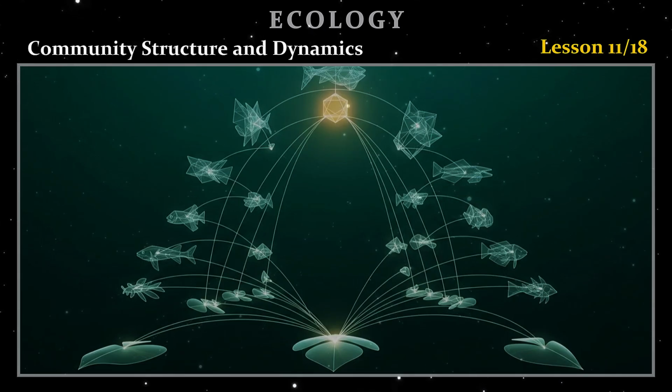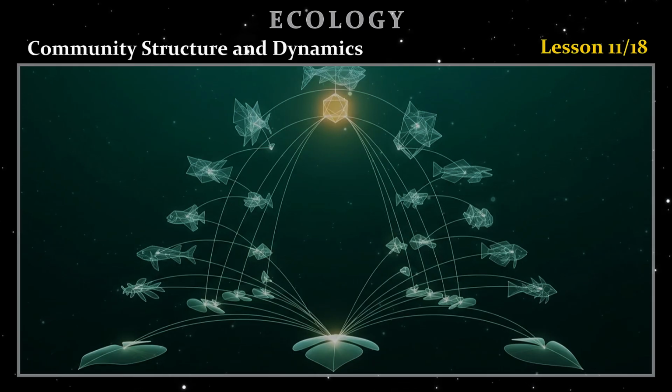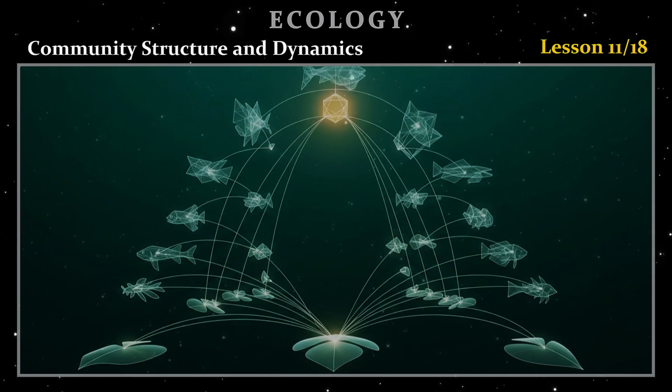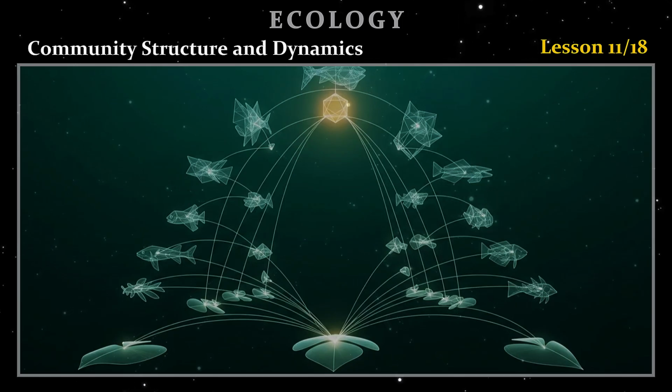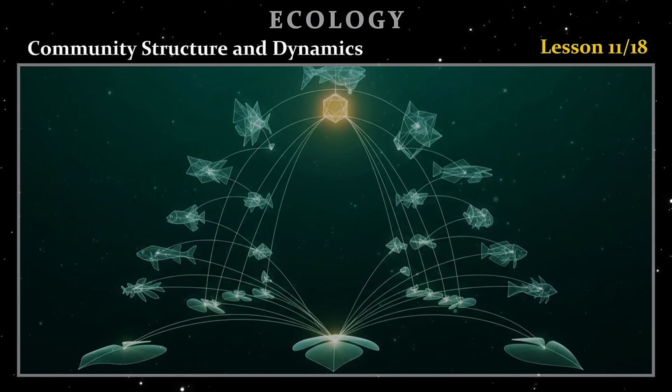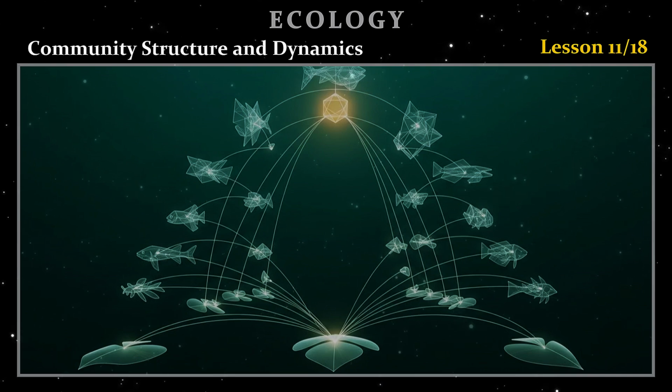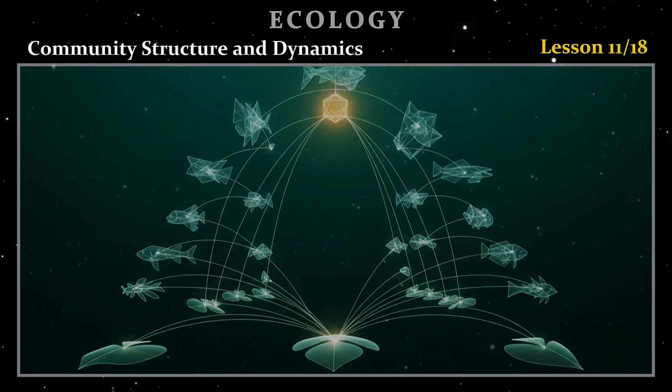A classic example is the sea otter. In the kelp forests of the Pacific, sea otters eat sea urchins. Sea urchins eat kelp. When the otters are present, they keep the urchin population low, allowing the kelp to grow into massive underwater forests that support thousands of fish.